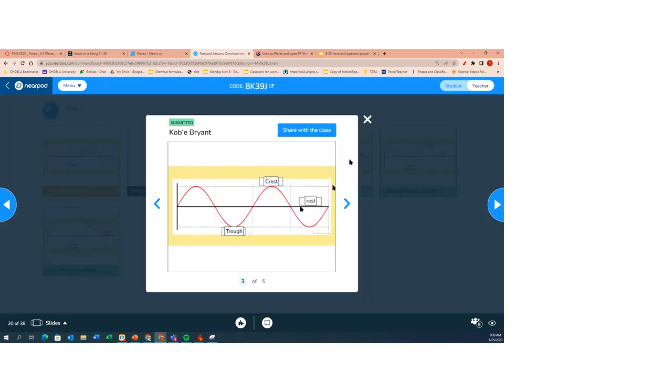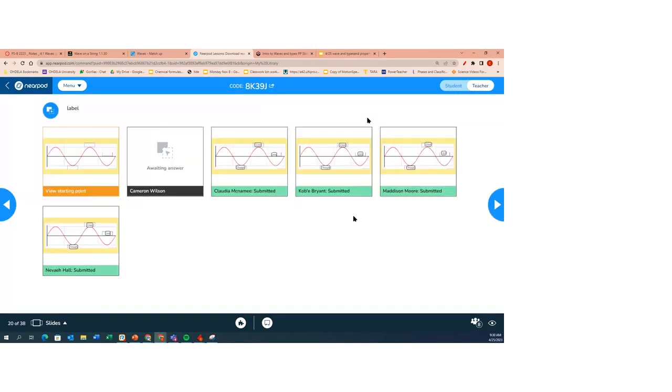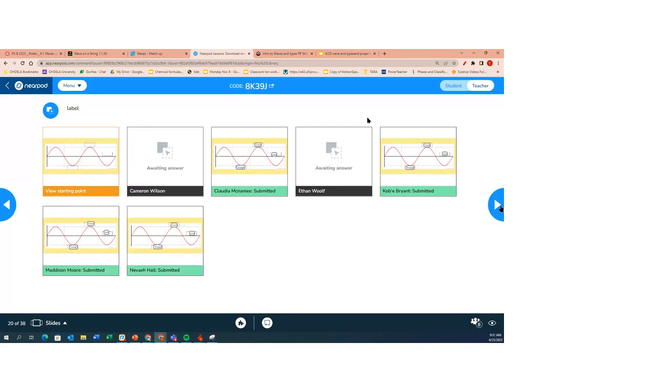Let's take a look at Kobe's. Good job, Kobe. The top is the crest, the bottom is the trough, and the rest point. Very good. I lost a few people here. Cameron may have walked away or his computer is lagging. Sometimes that happens. All right, so let's move on. There's Ethan.